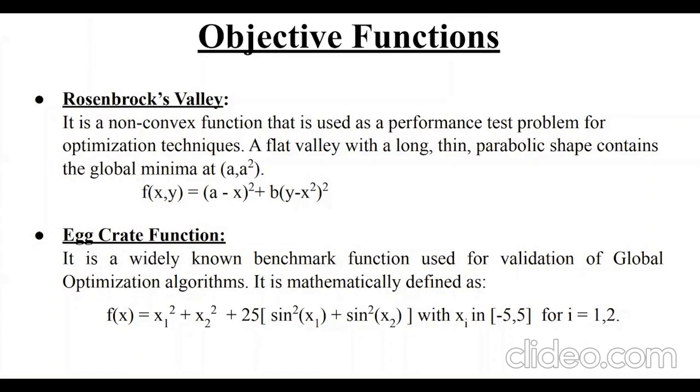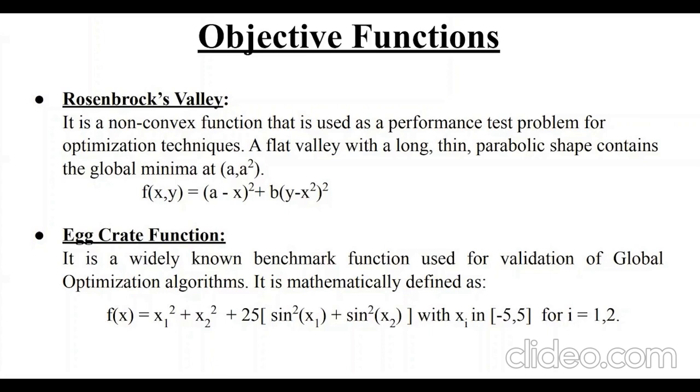As you can see, the function is defined as (a minus x) the whole square plus b into (y minus x square) the whole square. As per our results, the global minima is obtained at (a, a square). Here a and b have to be determined by us. In our scenario, we have set a equal to 1 and b equal to 10, so our global minima should be around (1, 1).